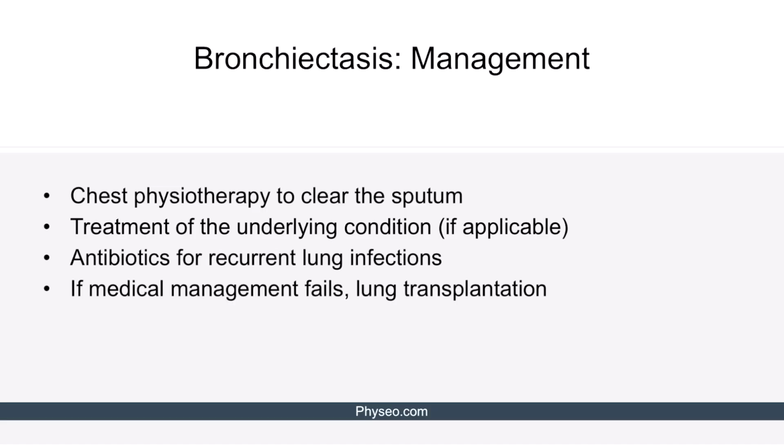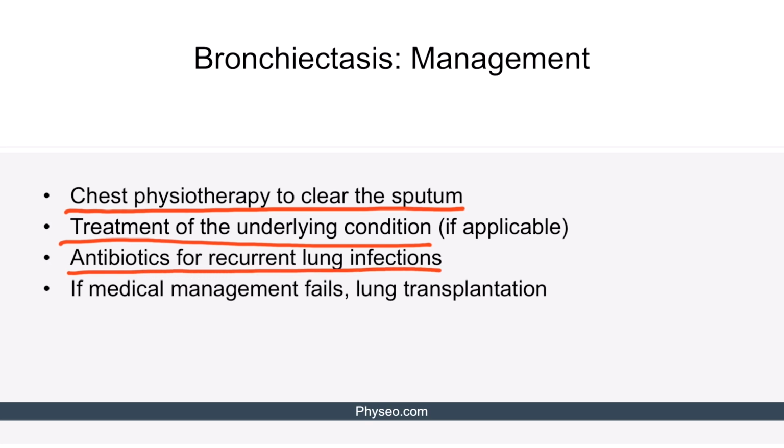Management of bronchiectasis involves chest physiotherapy to clear the sputum. Additionally, if the patient has an underlying condition, one should treat that disease as well. Antibiotics are used for recurrent lung infection. Finally, one can perform lung transplantation if the medical management fails.